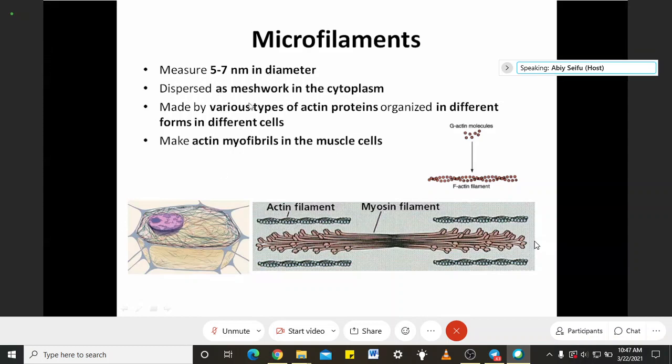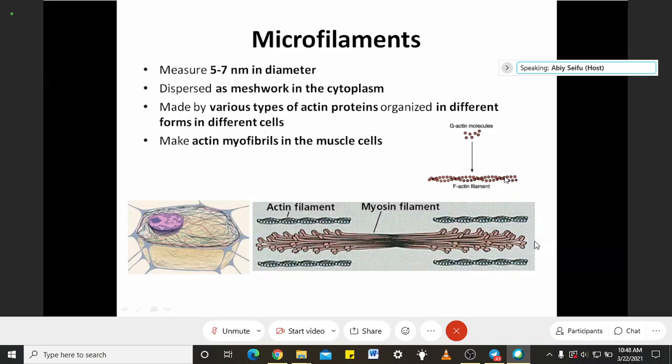These are thin filamentous proteins that are dispersed in a meshwork type of fashion within a cell. These are mainly made by actin proteins. There are different types of actin proteins which assemble together to give us microfilaments. Here is, for example, how the actin molecules, which are globular, rounded, are assembled in a filament type of manner, in a pair, helically twisted fashion to give us one filament. F refers to filamentous actin. So this is how they are formed.